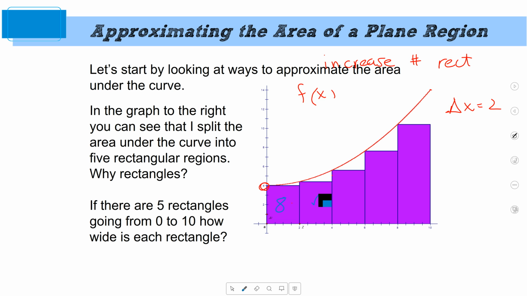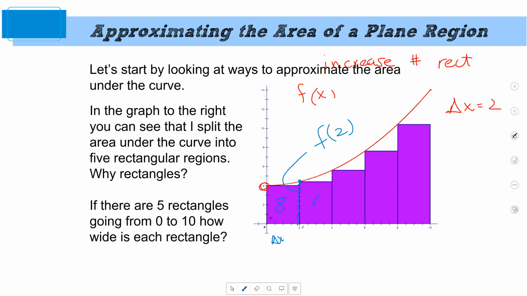I look at this rectangle and I see it's touching the graph right there. So I need to know the f of x value at that point. That point is at 2, because delta x is 2. Therefore, the height of this rectangle would be f of 2. Does that make sense? It's the y value. You get the y value by plugging into the function.